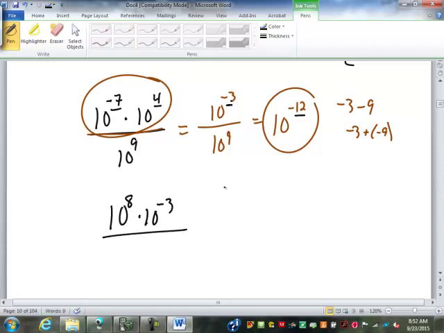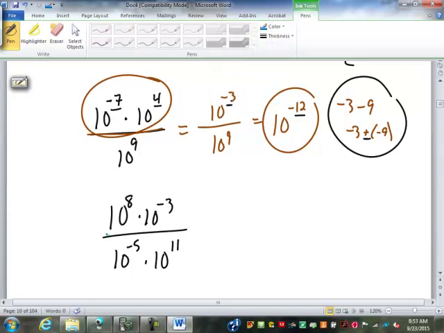You got to make sure. I have to write it out like this, or I start to get confused when I'm subtracting the negatives. I have to change it to addition in order to keep it straight. So 10 to the 8th times 10 to the negative 3rd over 10 to the negative 5th times 10 to the 11th.